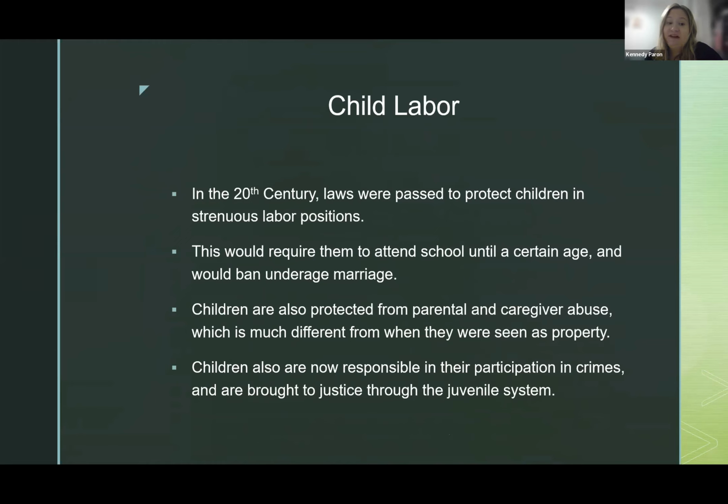Next, we're going to cover child labor. In the 20th century, laws were actually passed in order to protect children from strenuous labor positions. This was great because it kept children safe. This would also require them to attend school till a certain age, and also would ban underage marriage. So this was good for children as well. Children were also protected from abusive parents and caregivers, which was much different than being seen as property or servants. Children were also now held accountable and culpable for their crimes through the judicial system, the juvenile system.